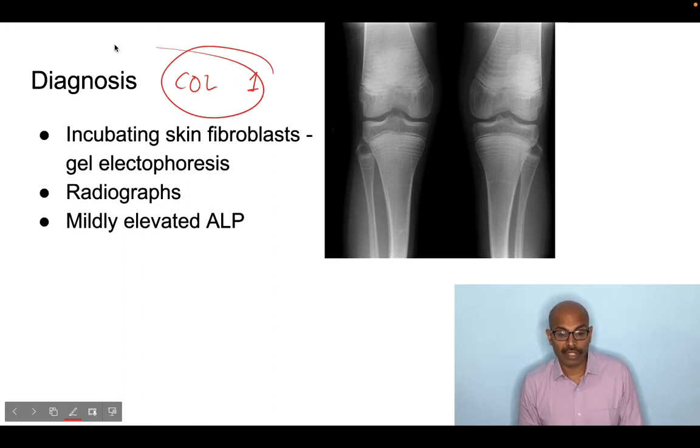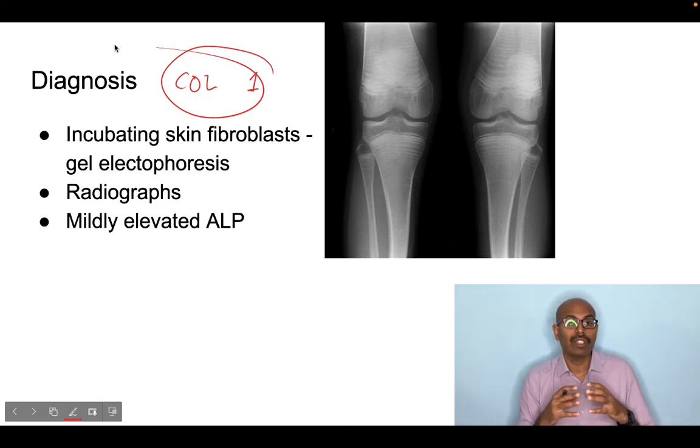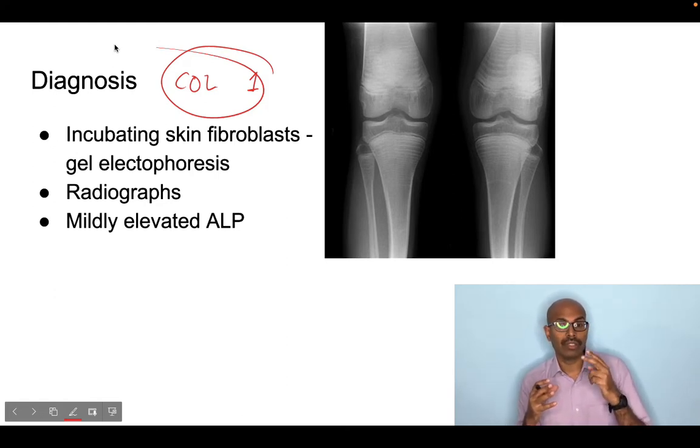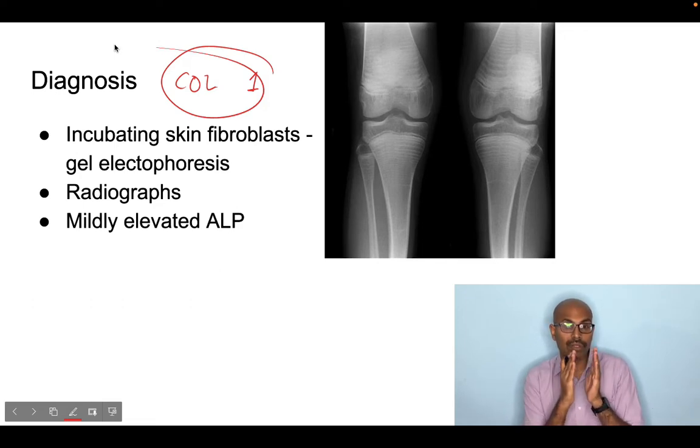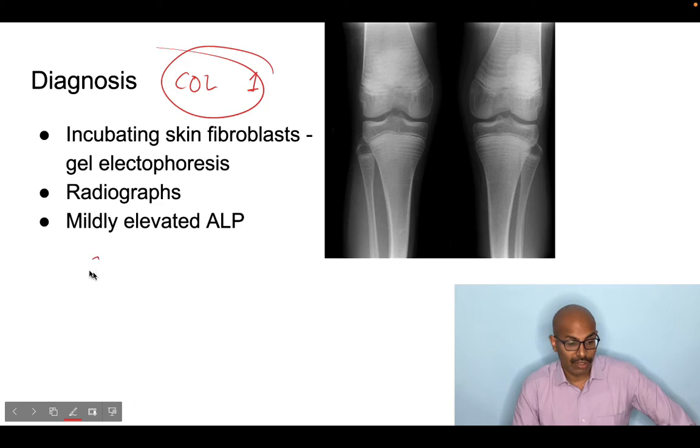Of course, radiographs confirm the multiple fractures seen in various stages of healing. Multiple fractures in various stages of healing occur only in two conditions, one is child abuse and the second one is osteogenesis imperfecta. So these are the two differential diagnoses when you see multiple fractures: child abuse and OI, or osteogenesis imperfecta.